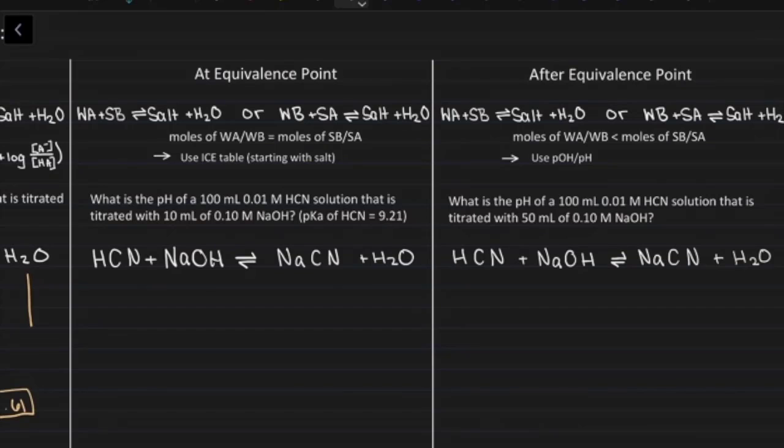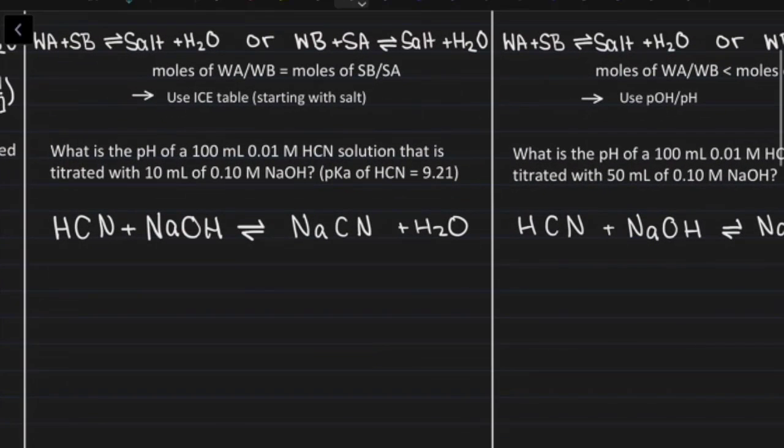Okay. So now for our second example, we have at the equivalence point. So here our moles of our weak acid or weak base will be equal to our moles of strong base or strong acid. And for these kinds of problems, you want to use an ice table that starts with the salt, or your conjugate acid or base that you're working with. So in this example, what is the pH of a 100 milliliter 0.01 molar HCN solution that is titrated with 10 milliliters of 0.1 molar NaOH? And again, we have our pKa of 9.21.